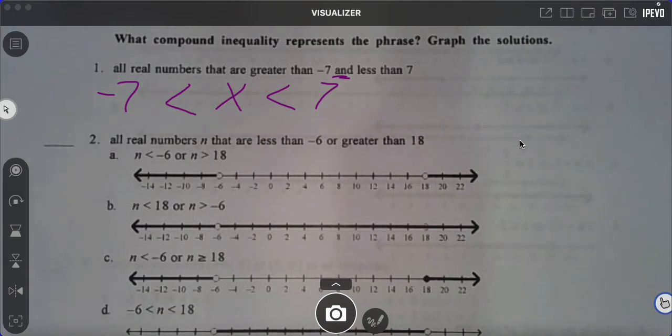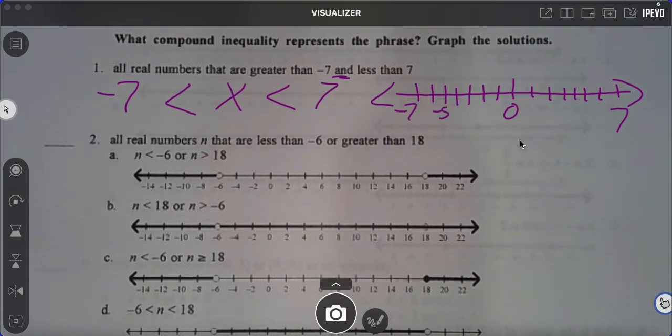Then it tells me to graph it. So I'm graphing what two numbers on my number line? -7 and 7. So I'll draw it. 1, 2, 3, 4, 5, 6, 7. I'll put some other numbers in here. What kind of circles around the -7 and the 7? Open, because they are not equal to. So I'm going to put an open circle and an open circle.